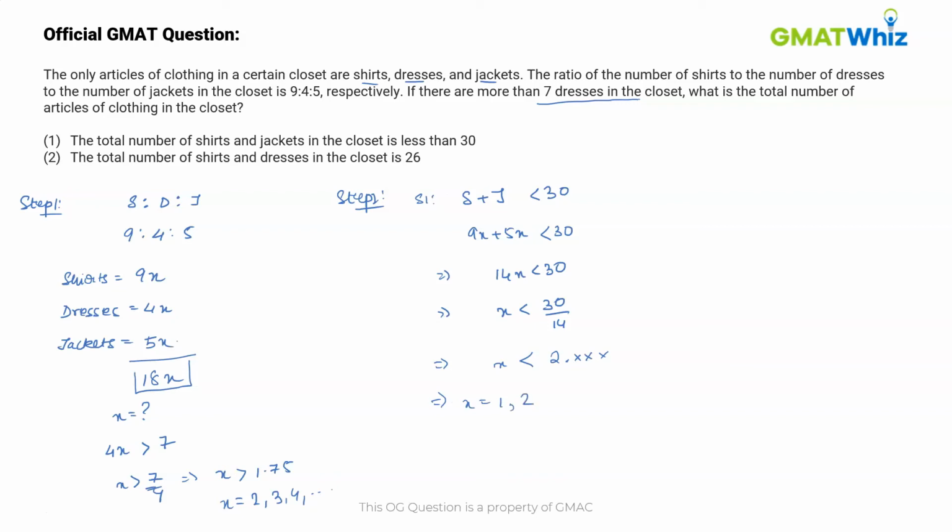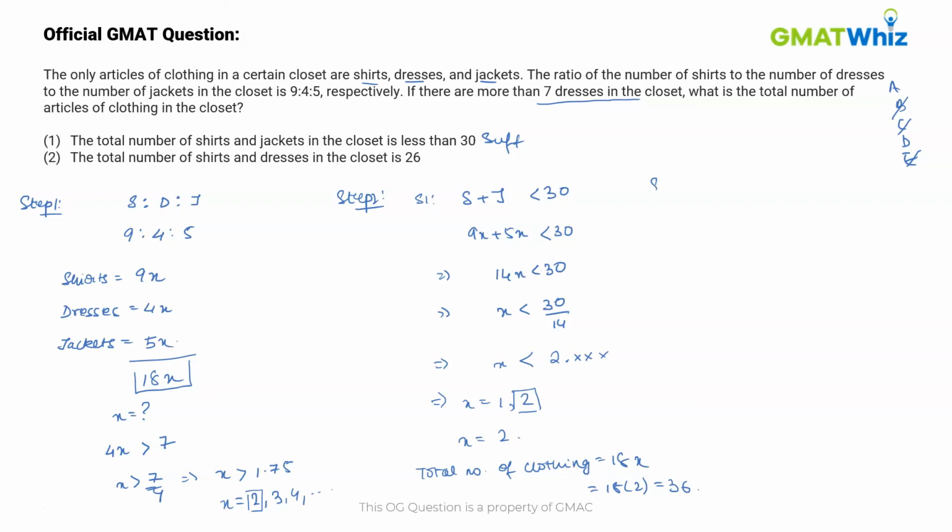Now, from the pre-analysis done in step 1, we have seen that x can take the values 2, 3, 4 and so on. And from statement 1, x can take the values 1 and 2. So, 2 is the common value here. So, the value of x is equal to 2 and hence the total number of clothing in the closet is equal to 18 times x, which is 18 times 2, which gives us 36. Hence, statement 1 is sufficient and out of the given options, we eliminate B, C and E.